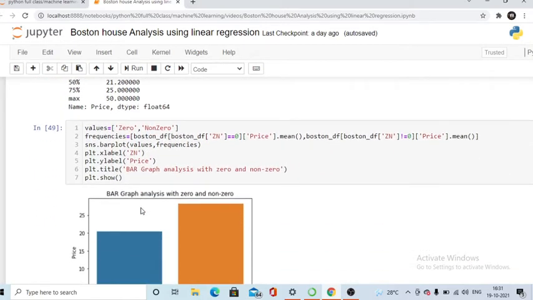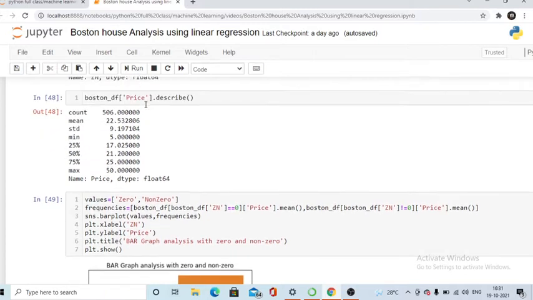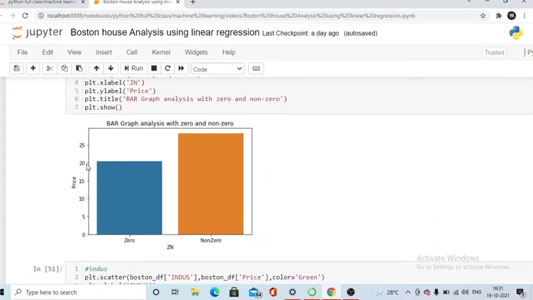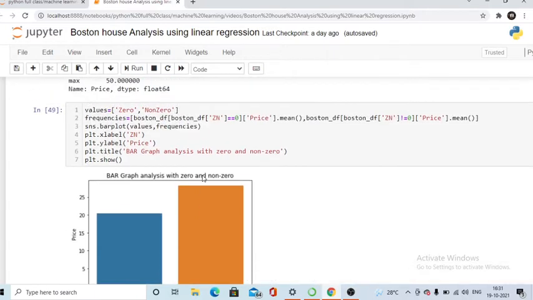With respect to the zeros and non-zeros we have done the calculation, and with respect to the mean, here you can see I have written Boston DF zeros price with respect to the mean, right? So what is the mean? The mean value here is 22.53. Here you can see my value is going above 20, so it is 22. This is the zero part, and this is the non-zero part, right? So you can do it this way.